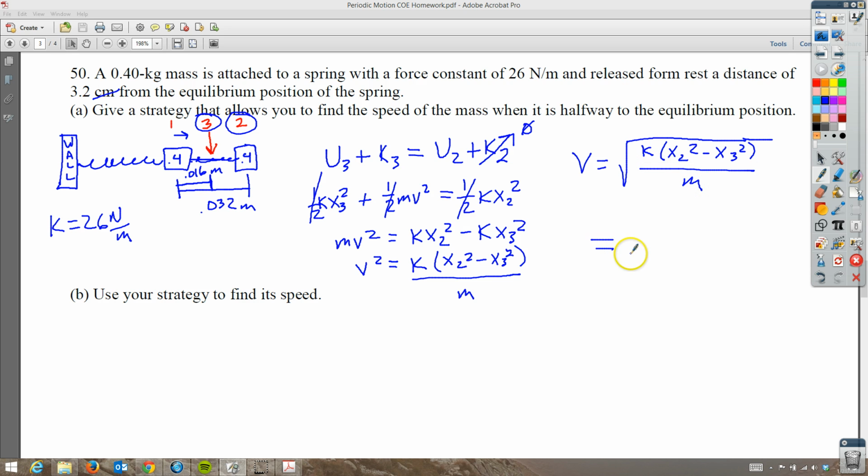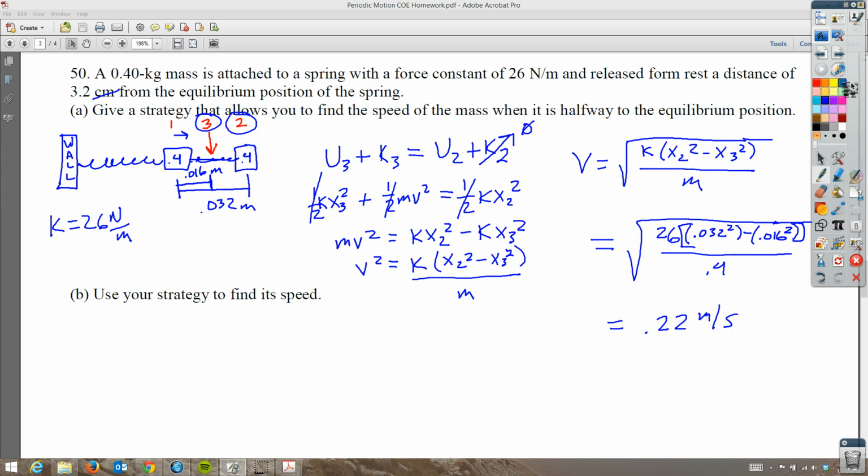Let's plug all of our numbers in. So this would be the square root of k, which is 26, times x2, which remember is our distance at position 2. So that's going to be the full 0.032 meters squared. And then we need to subtract off the distance at 3, which would be 0.016 meters squared. I'll put that in brackets, not to confuse anybody. And then we'll divide that by the mass, which is 0.4 kilograms. When you get done, you should end up with a speed of 0.22 meters per second.